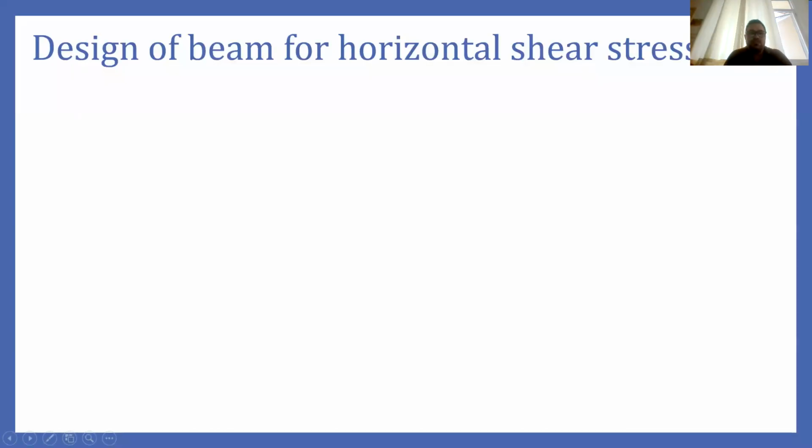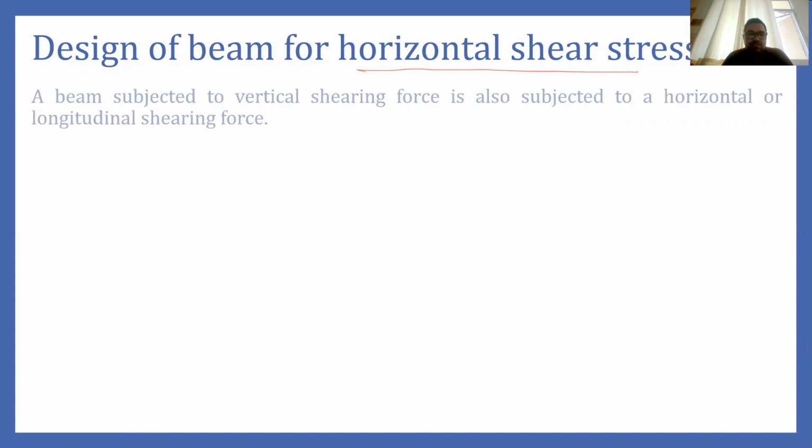Hello, welcome back. So now in this part, we will discuss another aspect in which we have to satisfy our beam design. So the second aspect is we have to satisfy our beam design for horizontal shear stress also. In the previous part, I discussed briefly what horizontal shear stress is, which is actually developed because of the complementary property of the shear stress. This horizontal shear stress also develops because of the vertical force which is coming on the beam.